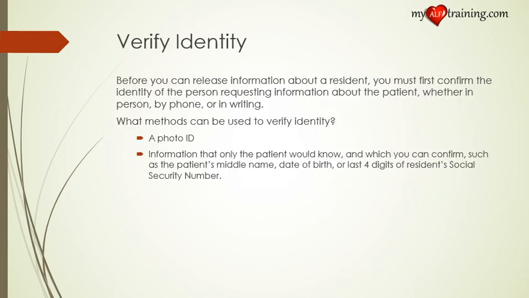Verify identity. Before you can release information about a resident, you must first confirm the identity of the person requesting information about the patient, whether in person or by phone or in writing. What methods can be used to verify identity? A photo ID, or information that only the patient would know and which you can confirm, such as the patient's middle name, date of birth, or last 4 digits of the resident's social security number.